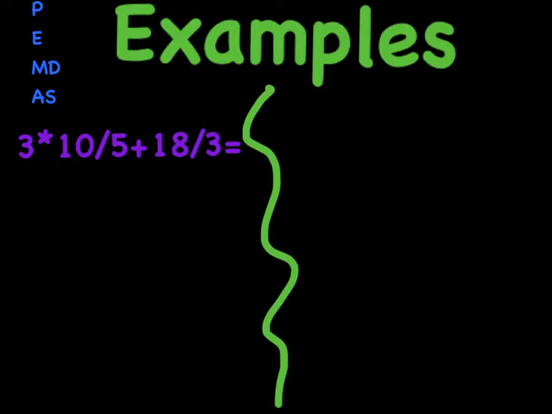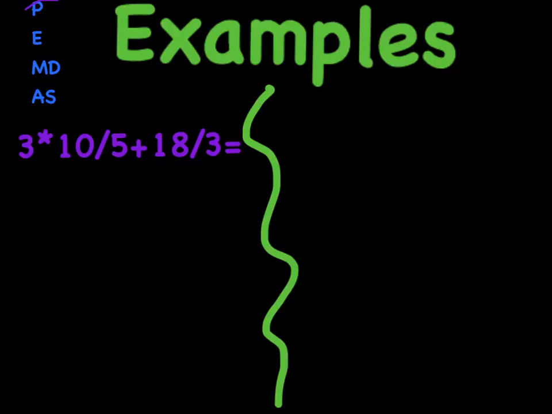First, I am going to evaluate this number sentence. It is 3 times 10 divided by 5 plus 18 divided by 3. We are going to use the order of operations to figure out what this equals. According to the order of operations, the first thing I need to do is evaluate any numbers that are inside parentheses, but there aren't any, so I can skip this step.